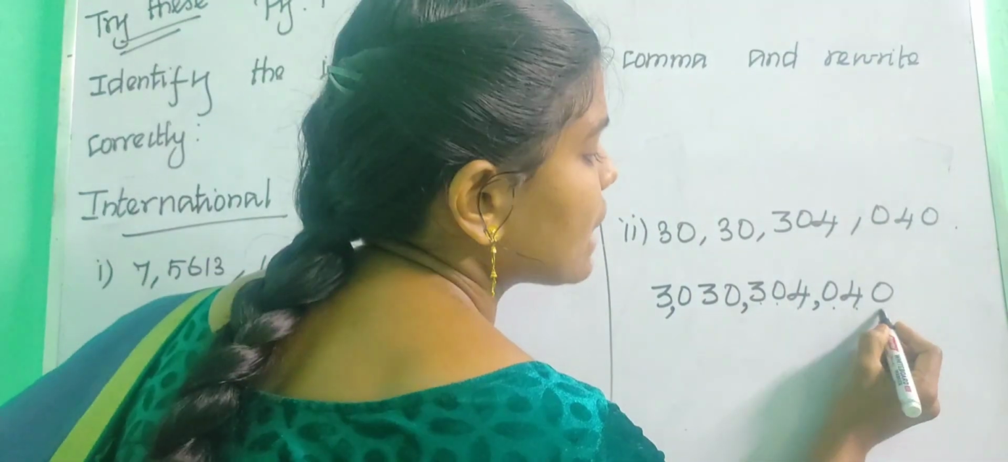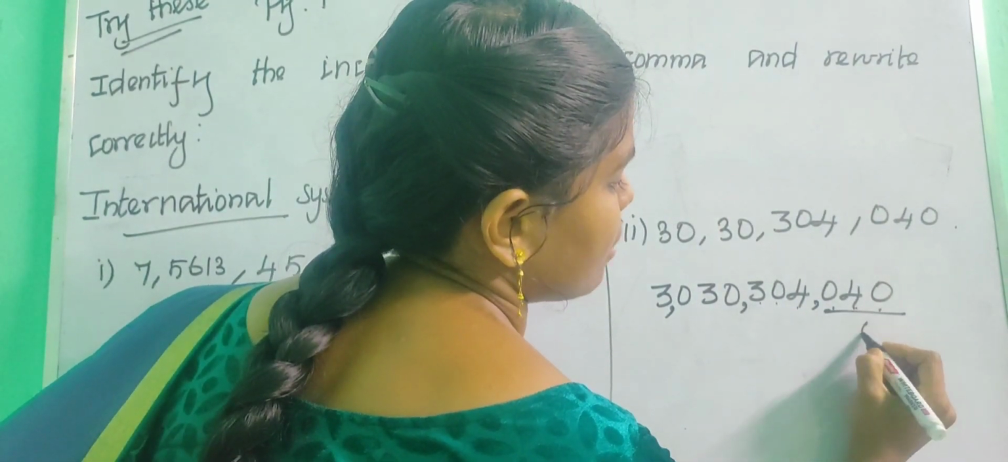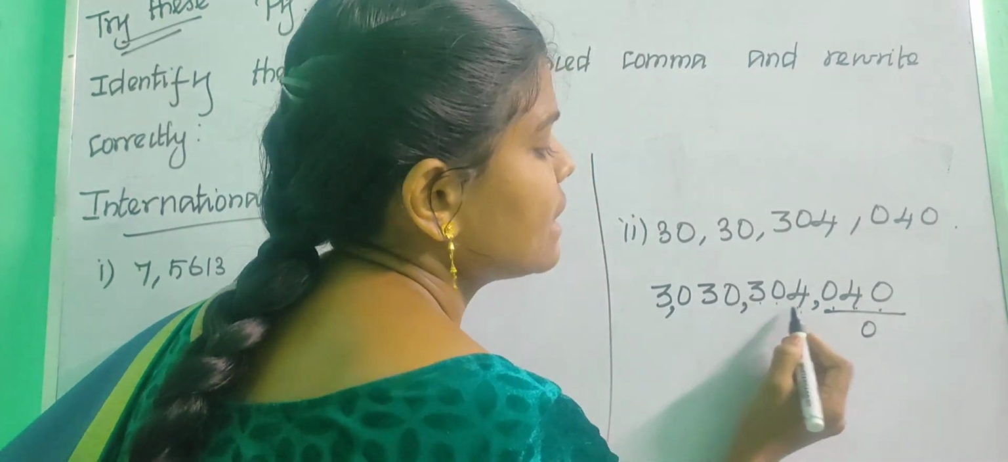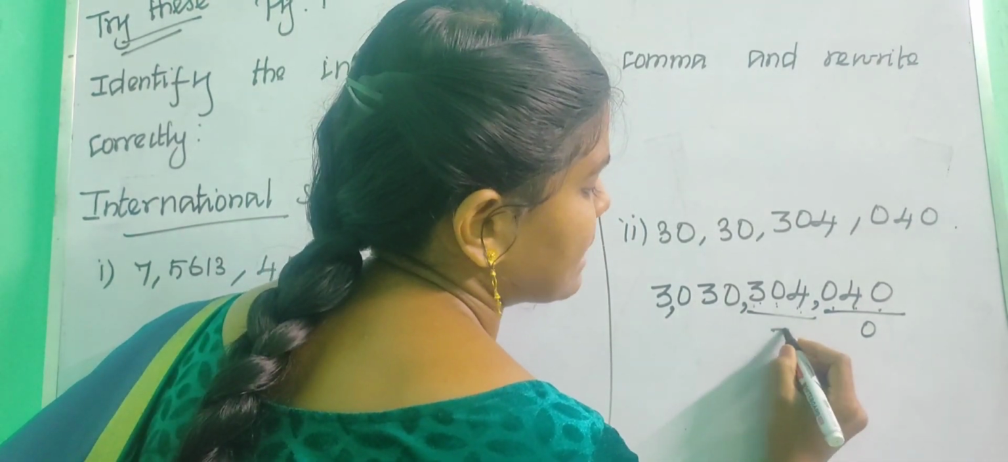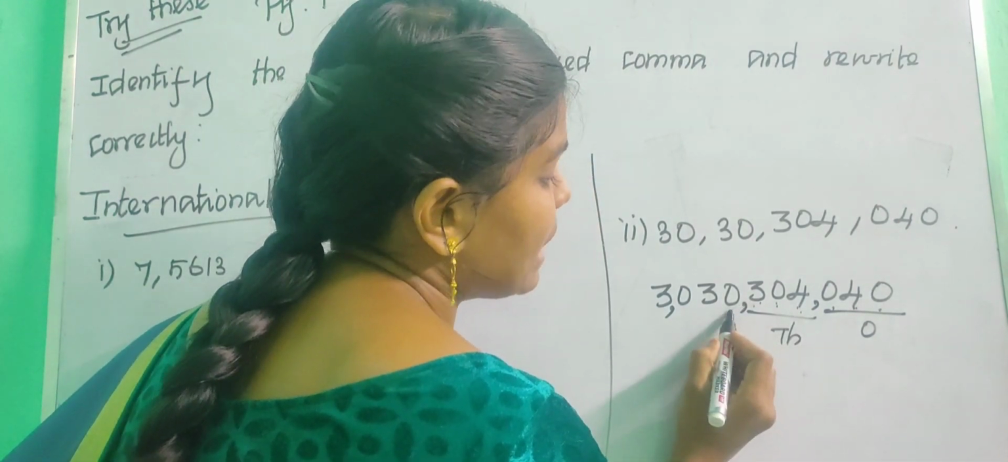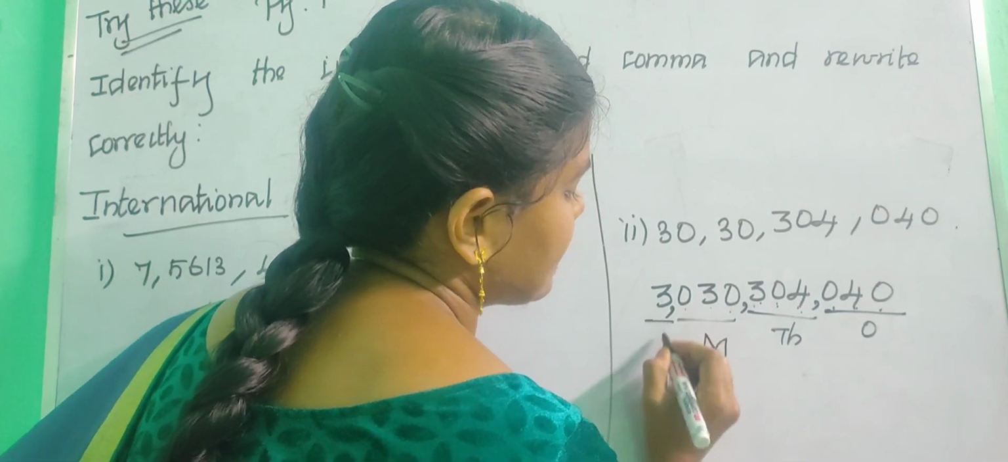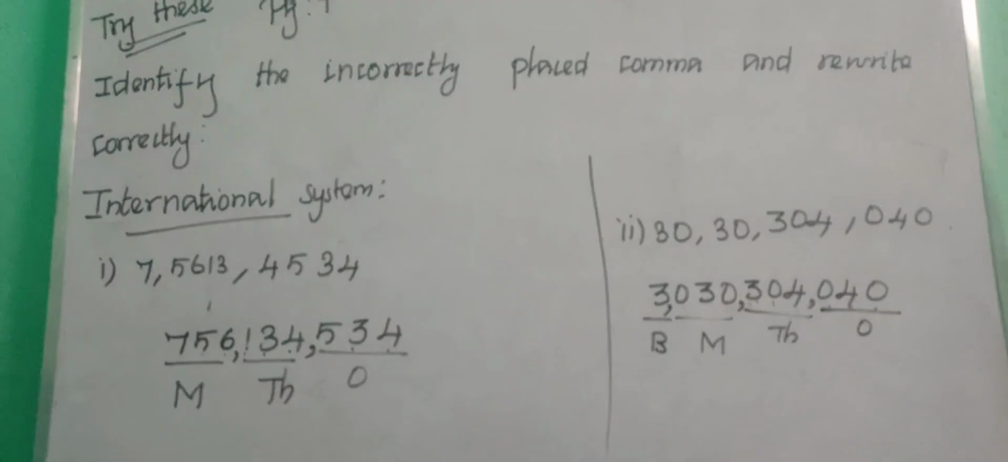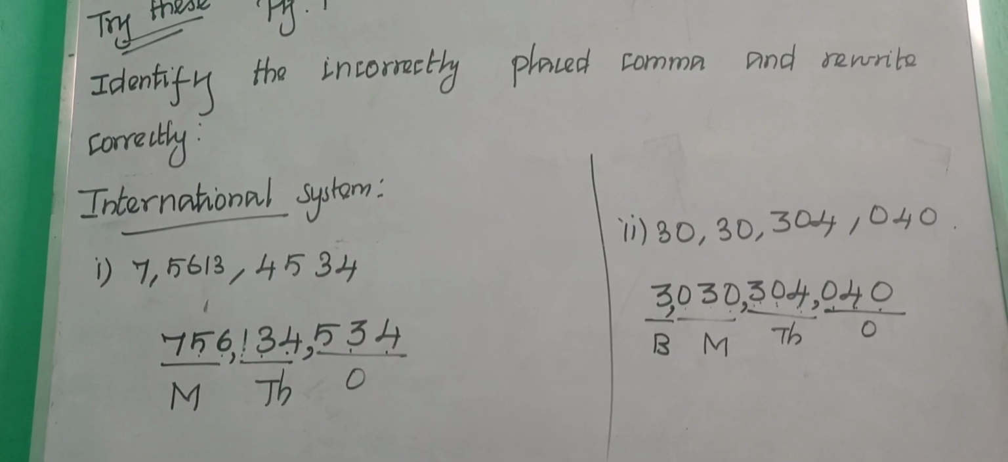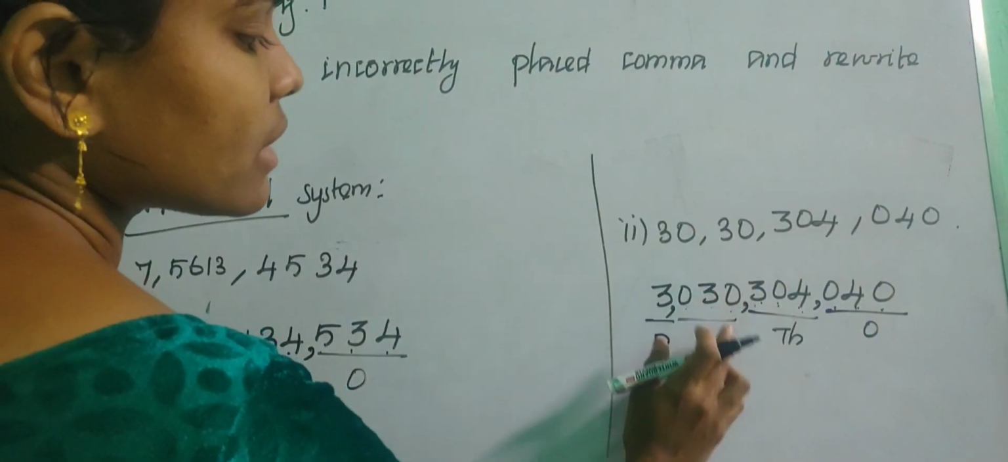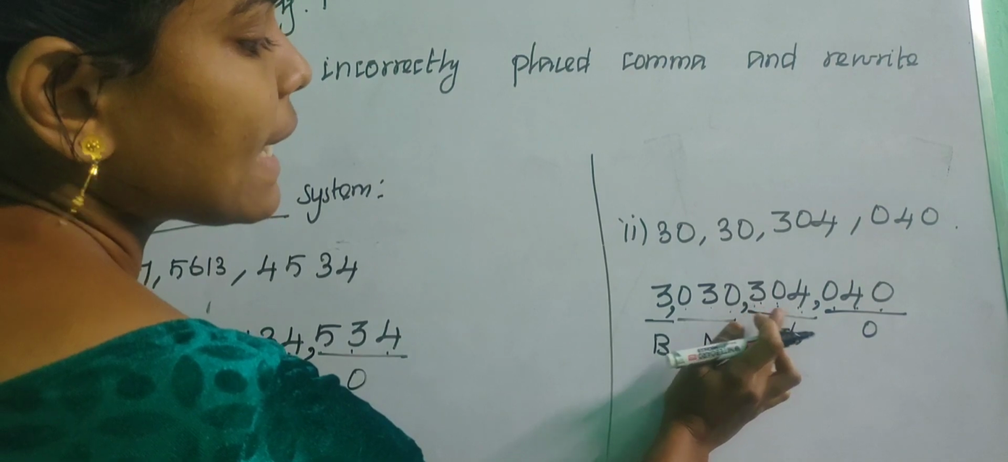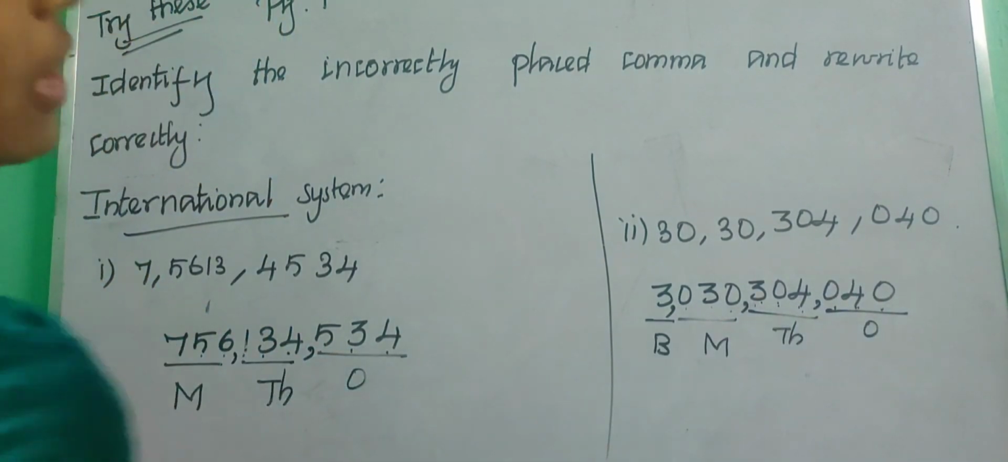See here, ones, tens and hundreds. So it is in the place of ones. Then thousand, 10,000, 100,000, it is in the place of thousand. And then million, 10 million and 100 million. So it is in the place of million, and then it is billion, okay children. So 3 billion and 30 million, 304,000 and 40. Okay children, is it clear?